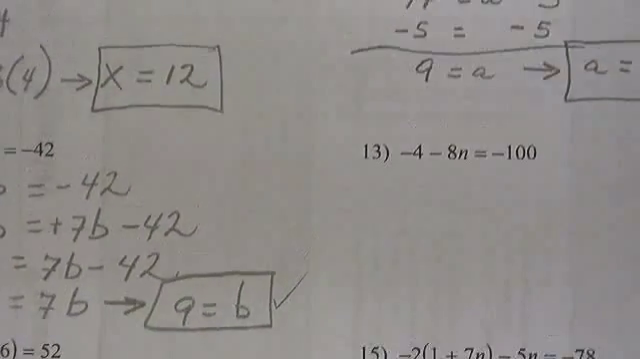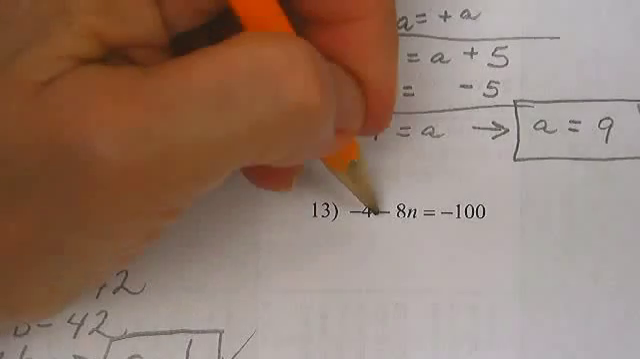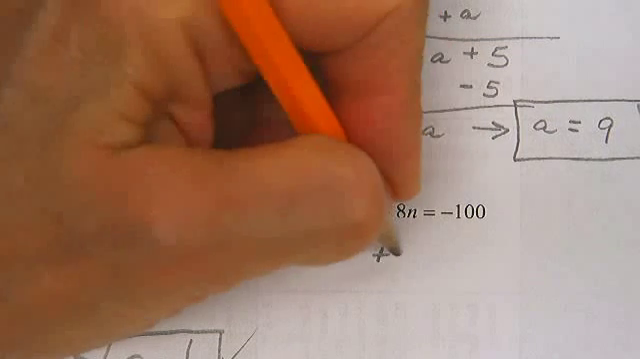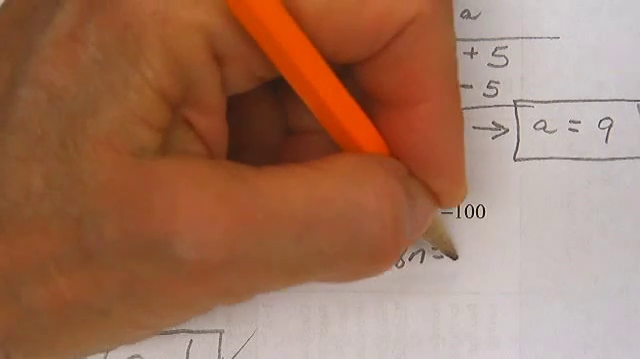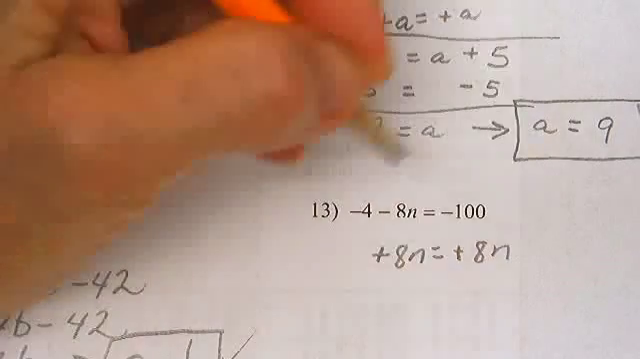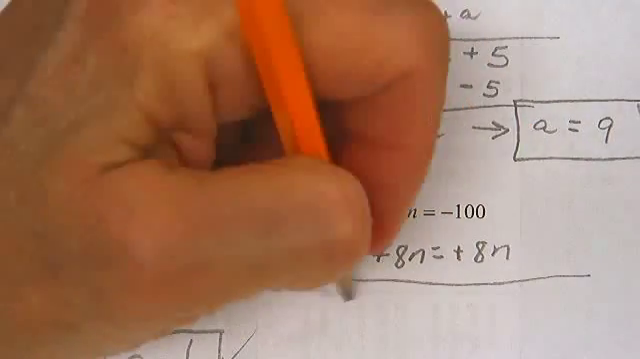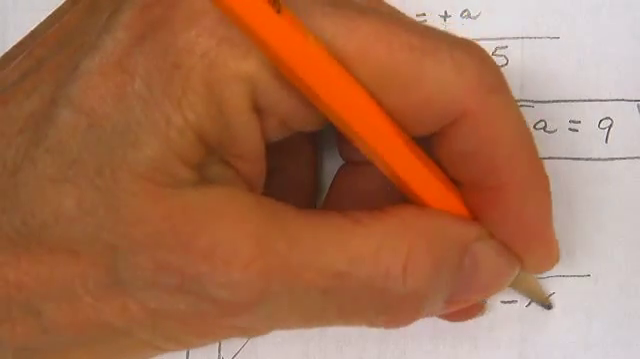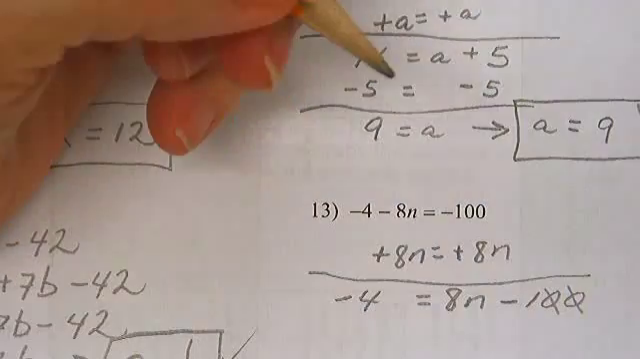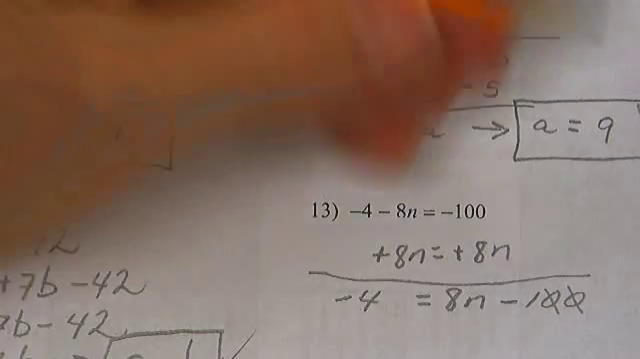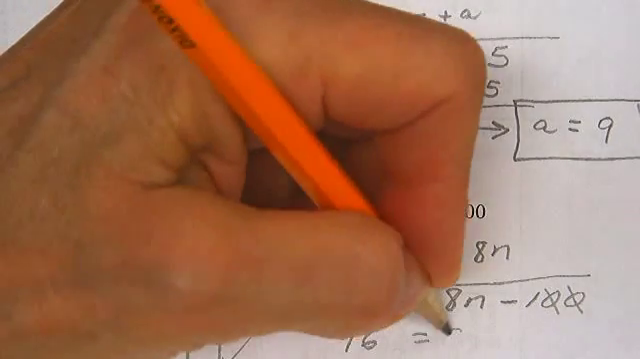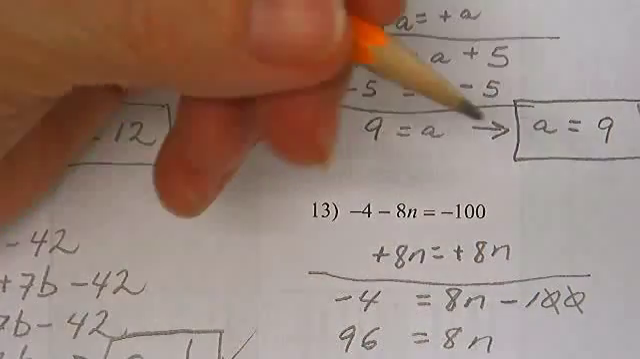Problem 13. Negative 4 minus 8n equals negative 100. I'm just going to add 8n to each side. Negative 4 is equal to 8n minus 100. Now I add 100 to each side. That gives me 96 equals 8n.